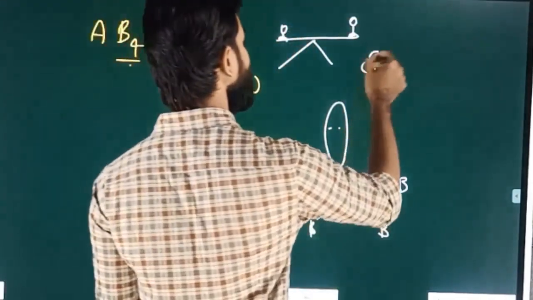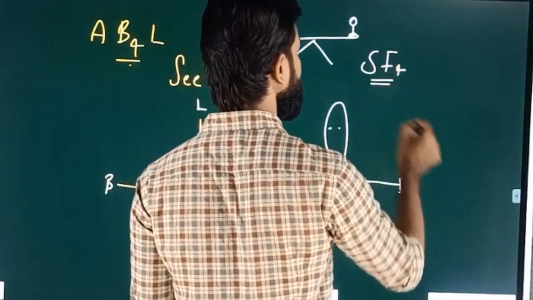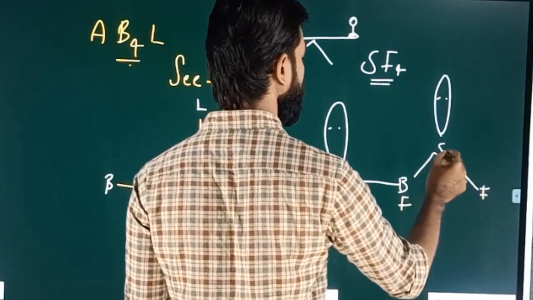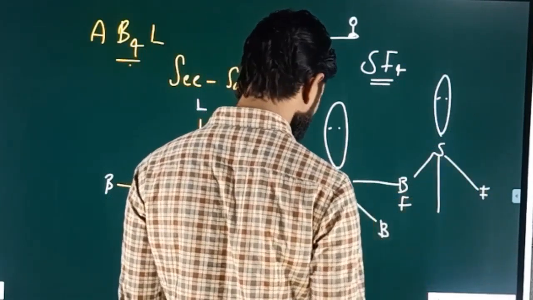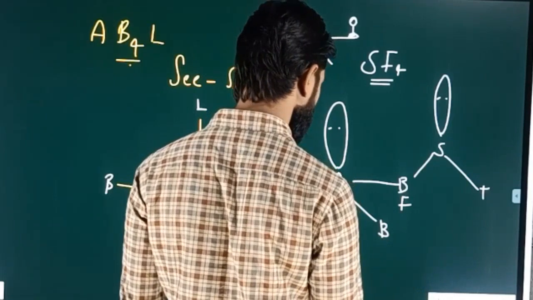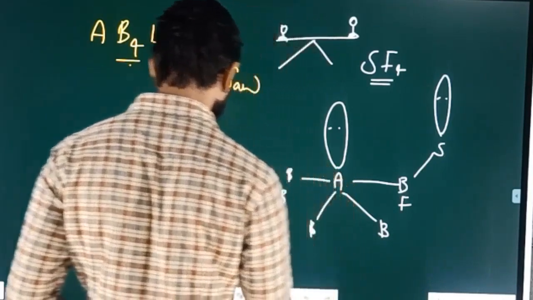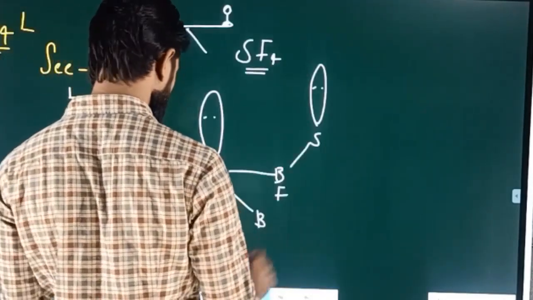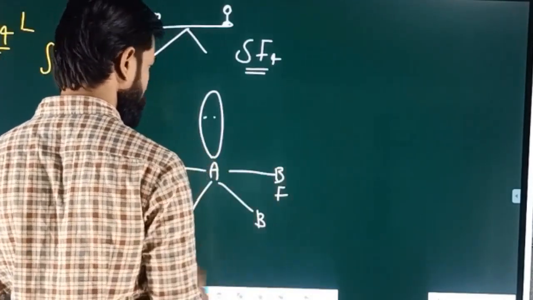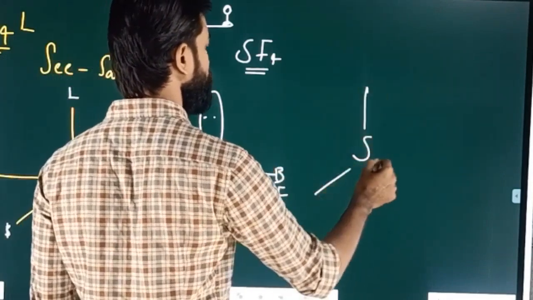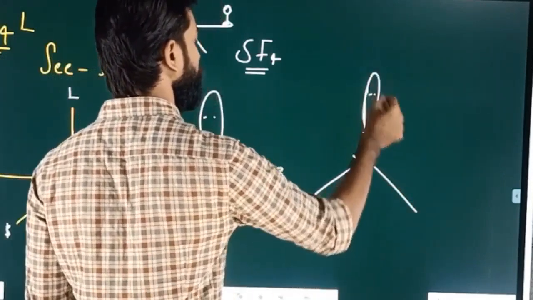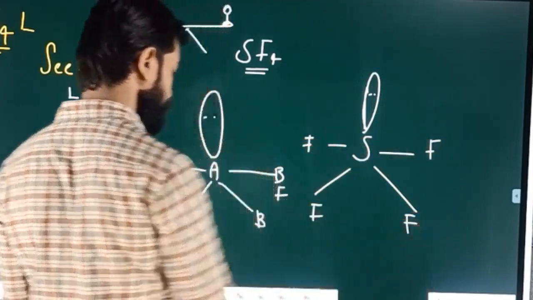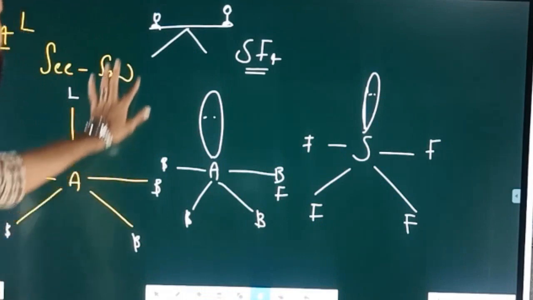SF4 is a molecule which satisfies the seesaw shape. So SF4 is, here is a lone pair, here is a fluorine, here is a fluorine, here is a fluorine, here is a fluorine. Okay, ready.